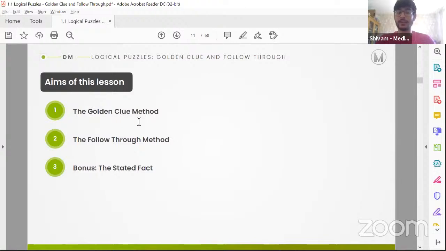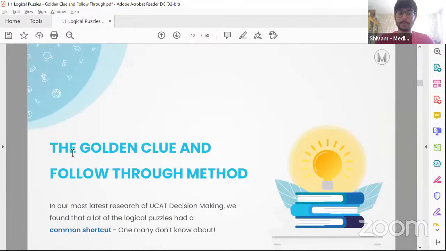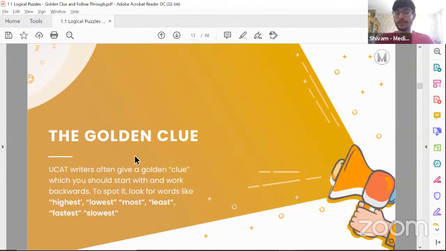The aim of today is to really go through these two points at the beginning: the golden clue and the follow through method. And these are two steps, one and two. So two steps and you'll be able to get to the answer as quickly as possible. So what on earth is this golden clue that I keep on talking about, the golden clue method? What on earth does it mean?